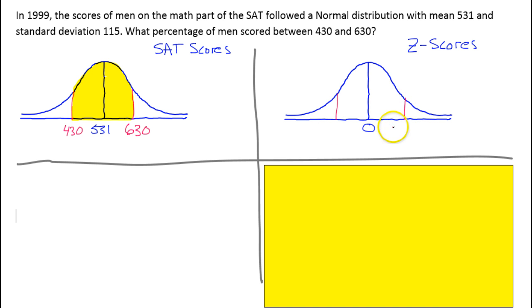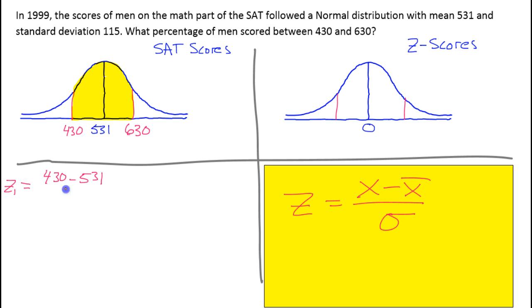So we need to find what these two numbers are in z-scores. Now, here's the formula for z-score. I'm going to temporarily put it over here, even though this is not what this space is for. The z-score is going to be your original value minus the mean, divided by the standard deviation. So we're going to have to do that twice for this problem. Our first z-score, which I'll call z-score number 1, is going to be our first value, 430, minus the mean, divided by the standard deviation, 115.